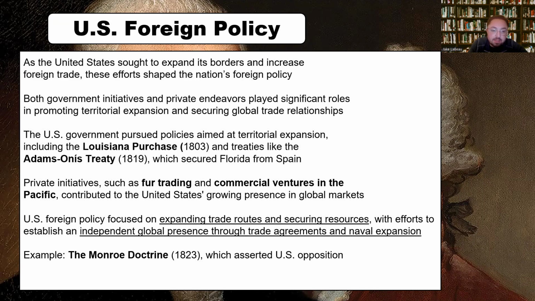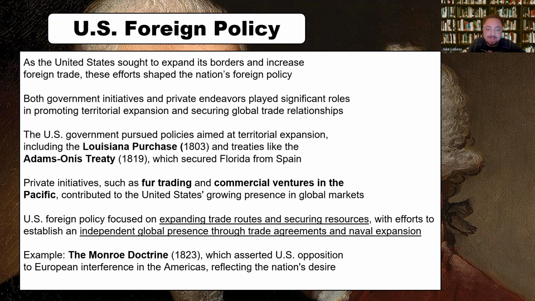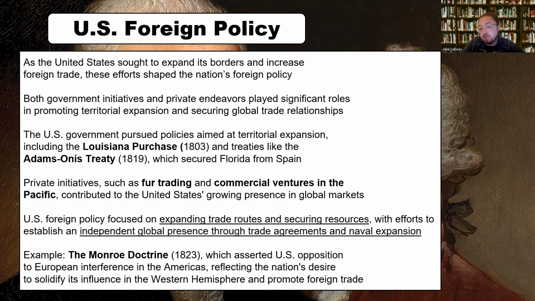All right, let me give you an example here. The Monroe Doctrine of 1823 is going to assert U.S. opposition against European interference in the Americas, reflecting the nation's desire to solidify its influence in the Western Hemisphere and promote foreign trade. All right, this is our land, this is our nation. We are a sovereign nation. We get to decide who we trade with and what the conditions of that trade are going to be. And if you don't like it, then don't trade with us.